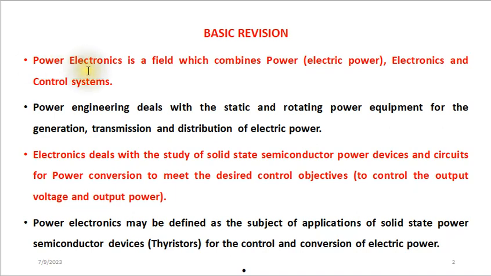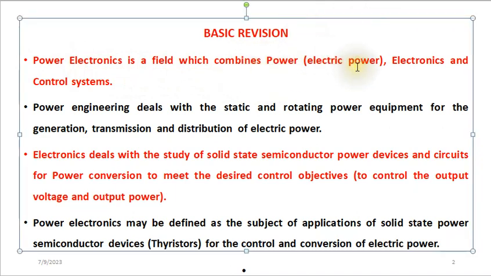The first thing we need to remember is that power electronics is a field that involves three aspects. There is the power, that is the electric power engineering aspect, the electronic aspect, and the control aspect. Power engineering on its own is a discipline that deals with the static and rotating power equipment that are used in the process of either generation or transmission and distribution of electric power.